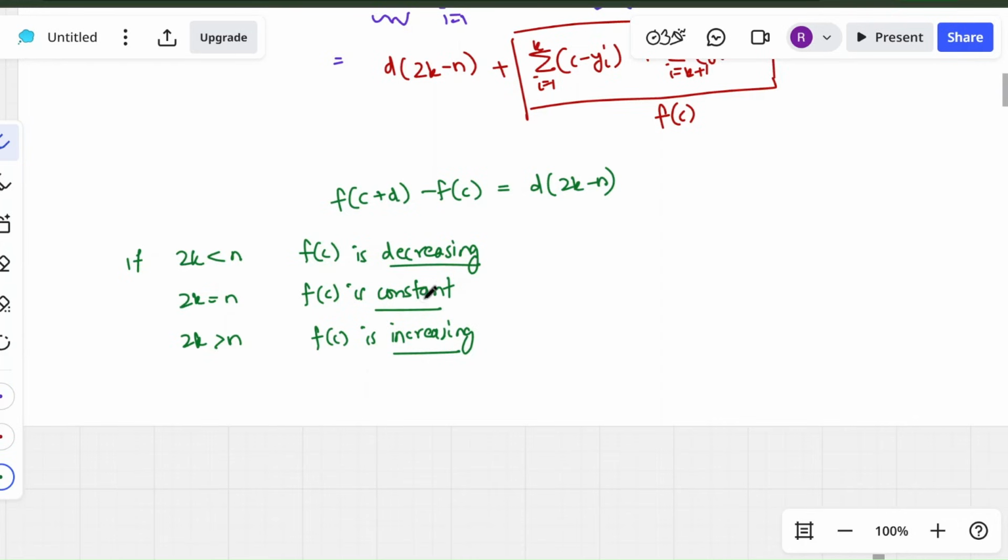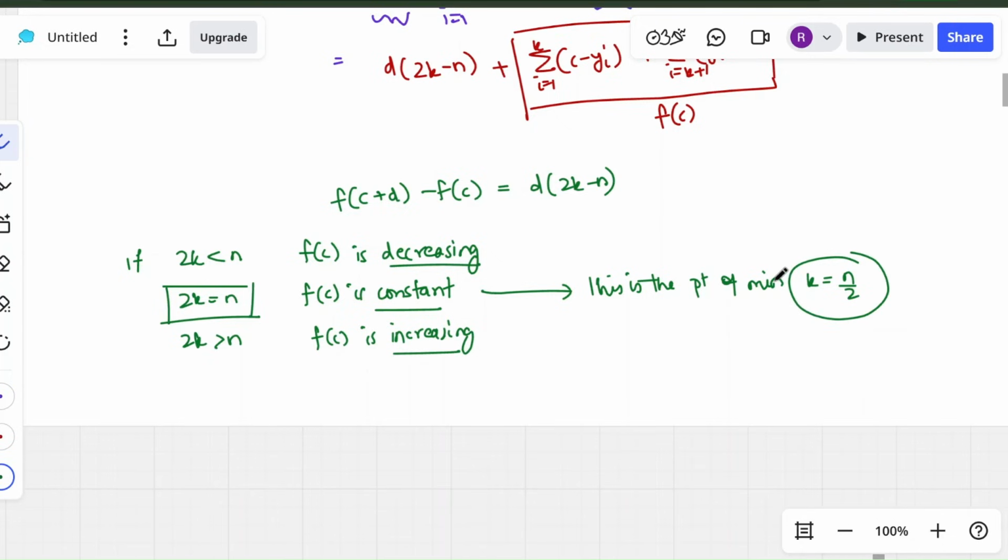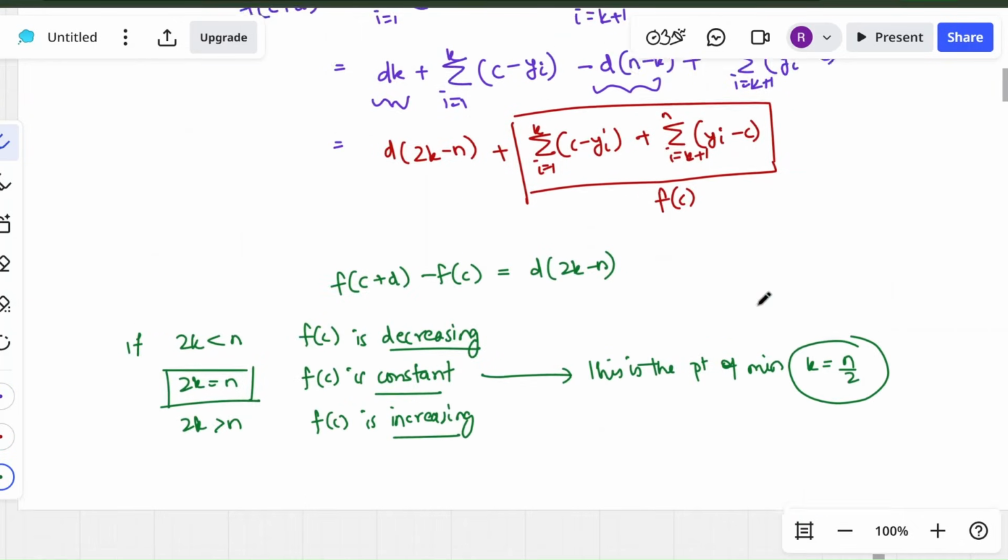See, initially it decreases, then it remains constant, then it increases. What does that mean? The minimum is where 2k is equal to n, that is, k is equal to n by 2. This is the point of minimum. Again, if n is not even, then you can take either (k plus 1) by 2 or the floor of k by 2 plus 1. Whatever. But the idea is that the minimum is attained at the median.